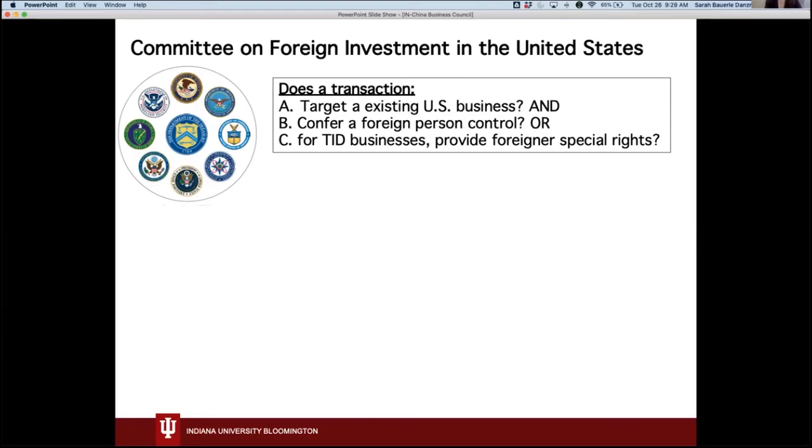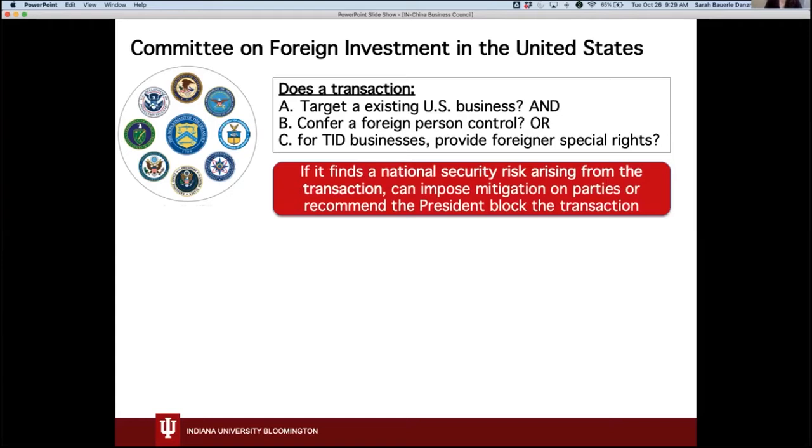So CFIUS then reviews the transaction to determine if it presents a national security risk. And if the committee identifies a risk, it then determines if it is possible to mitigate that risk through a national security arrangement with the parties. And if mitigation is deemed to not be possible, then CFIUS communicates this to the transaction parties. And those parties can decide to withdraw and abandon the transaction. If the parties choose not to abandon the transaction, CFIUS refers the matter to the president, who has the authority to prohibit the transaction through a presidential order.